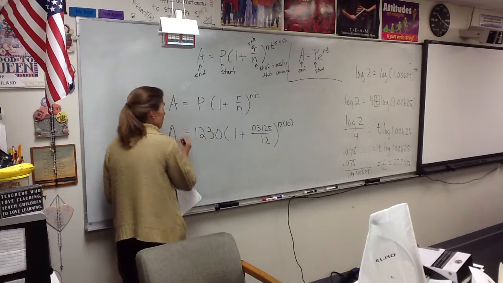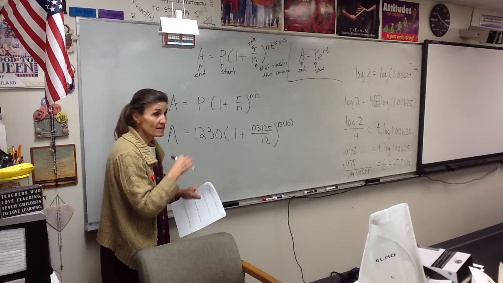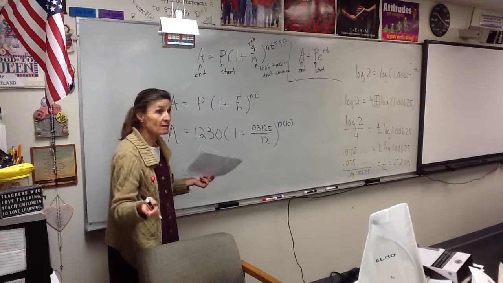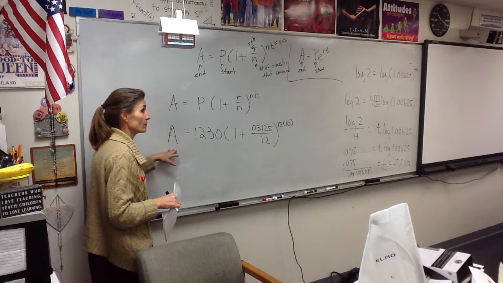What am I solving for? Does that make sense? What does A stand for? The ending amount? Is that what I'm looking for? How much will be in the account at the end? There we go.